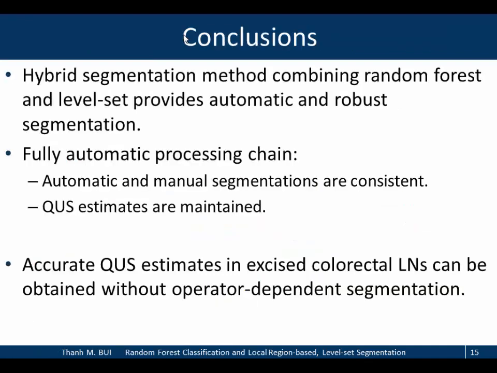Okay, so to conclude, we presented a hybrid segmentation method combining random forest and level sets. This method provides automatic and robust segmentation. Now we can apply the fully automatic processing chain. Therefore, accurate QUS estimates in colorectal lymph nodes can be obtained without operator-dependent segmentation.